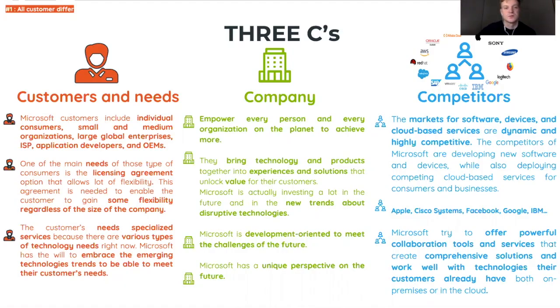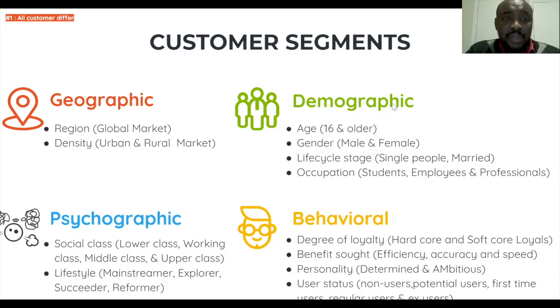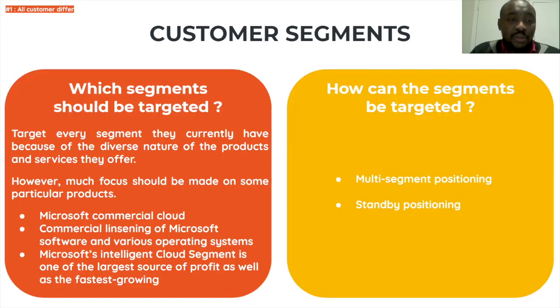its competitors. In order to reach its diverse customers, Microsoft uses a geographic, demographic, psychographic, and behavioral segmentation strategy. And we recommend that Microsoft make very good use of the Microsoft Commercial Cloud and also make very good use of the Microsoft Intelligent Cloud segment, which is one of the largest sources of profit as well as the fastest growing in the product line for Microsoft. And Microsoft can do this by using the multi-segmentation strategy and the standby positioning strategy.